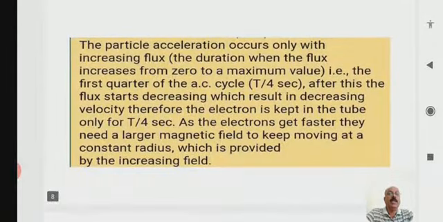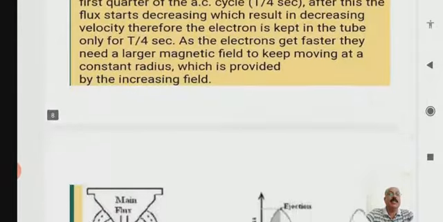The particle acceleration occurs only with increasing flux, that is the first quarter of the AC cycle, that is T by 4 seconds. After this, the flux starts decreasing, which results in decreasing velocity. Therefore, the electron is kept in the tube only for T by 4 seconds. As the electrons get faster, they need a larger magnetic field to keep moving at a constant radius, which is provided by increasing the magnetic field.